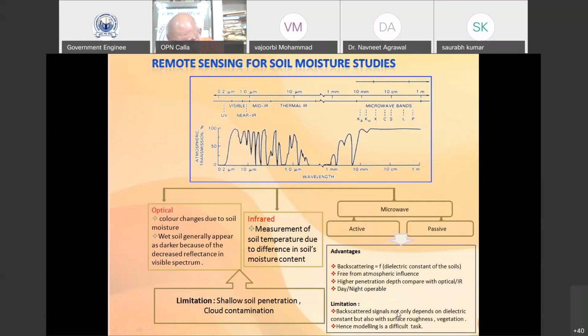But the limitation here is that it depends not only on the relative constant but also on the roughness and the vegetation, so we have to separate those out by different methods. Then we can get the direct soil moisture. If the bare soil is there, then there is no problem. The modeling is difficult, but once it is done, we can use this for weather forecasting.